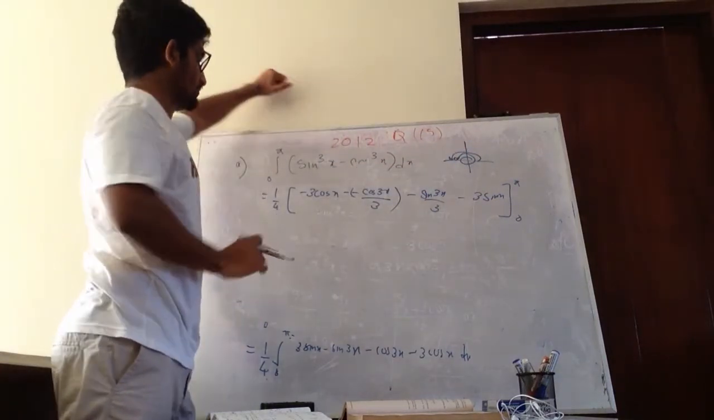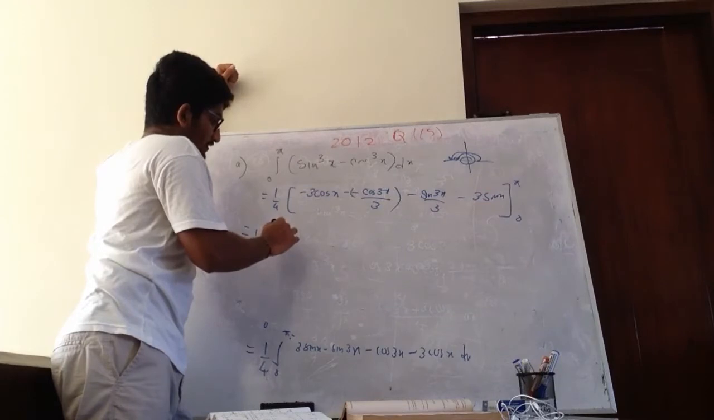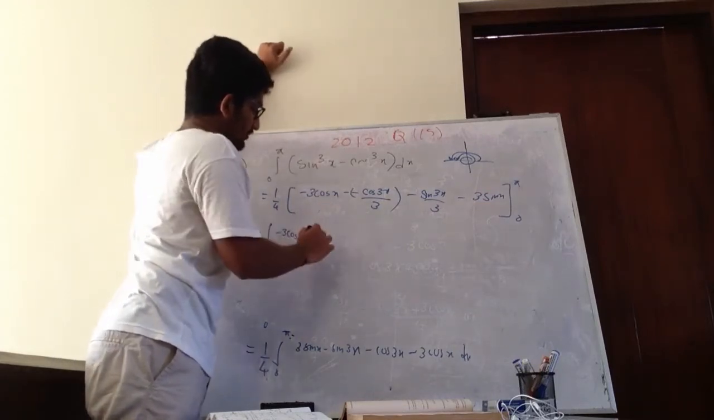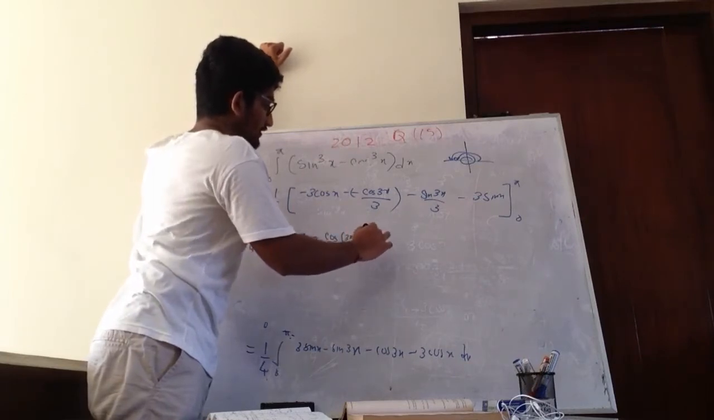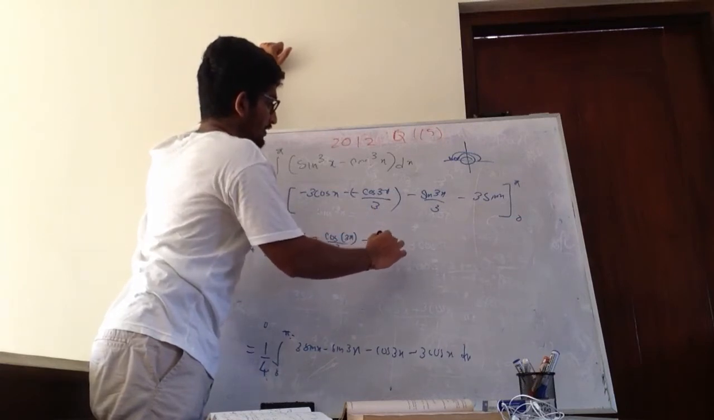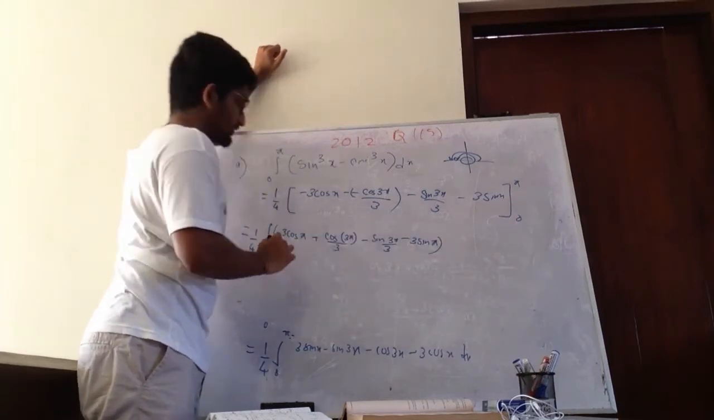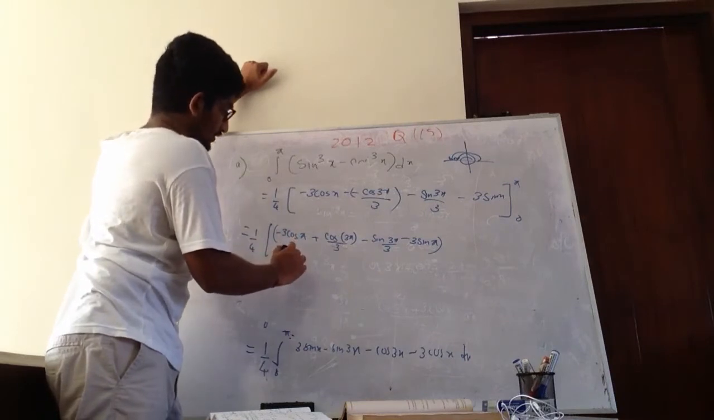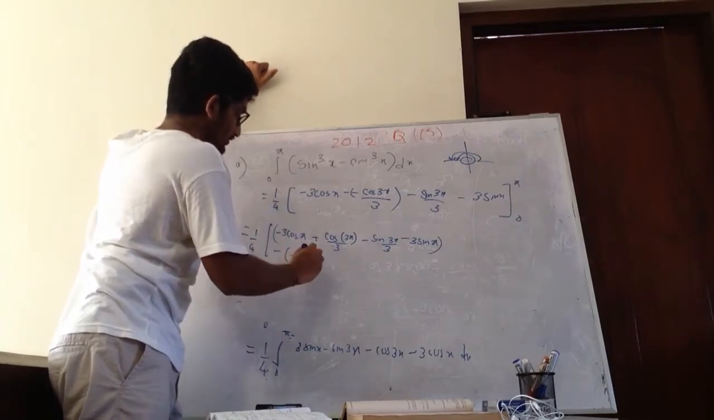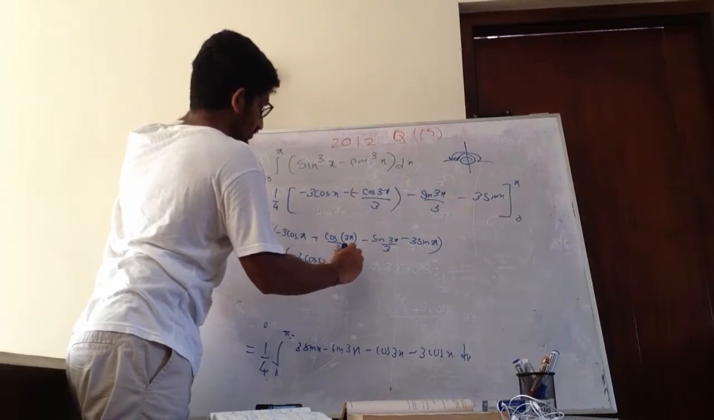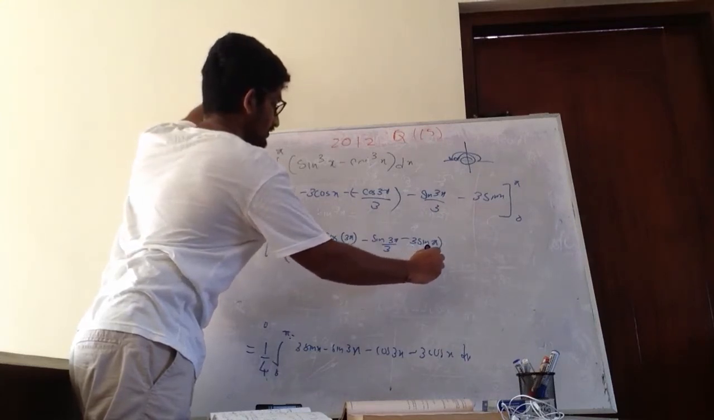So let's substitute and see. 1/4 of minus 3 cos pi plus cos 3 pi over 3 minus sin 3 pi over 3 plus 3 sin pi, minus, the value at 0: minus 3 cos 0 plus cos 0 over 3 minus sin 0 plus 3 sin 0.